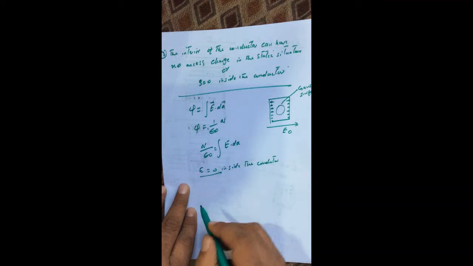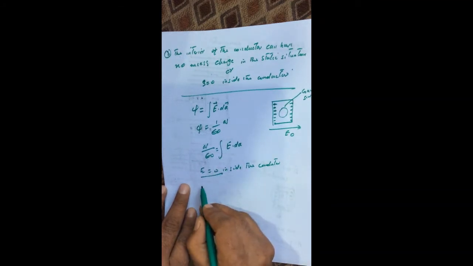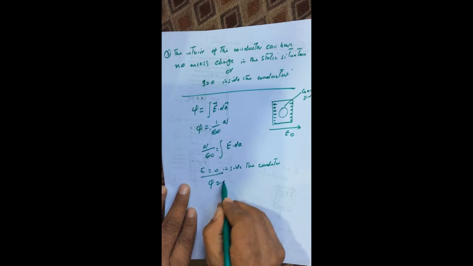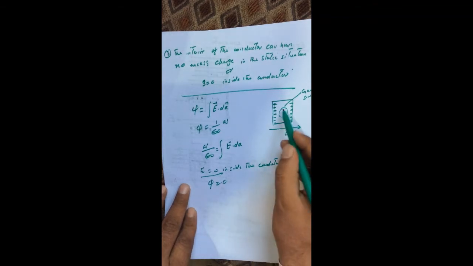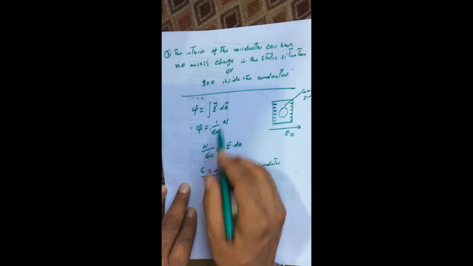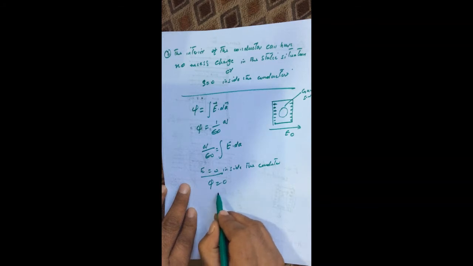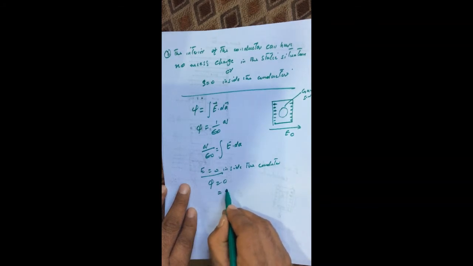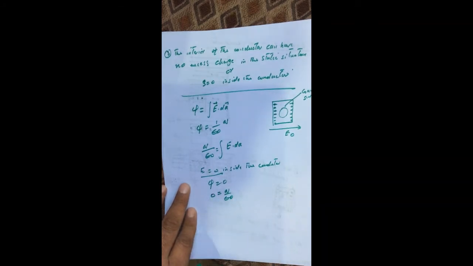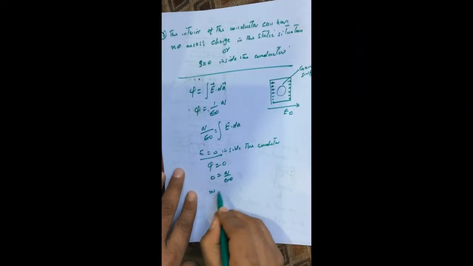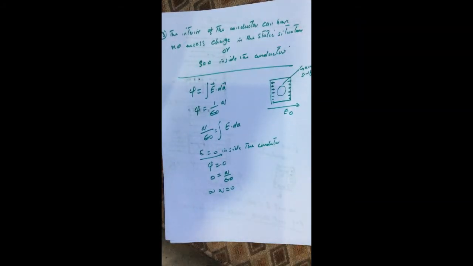Since E is equal to 0 inside the conductor, the flux through the Gaussian surface will be 0. If flux is 0, then we know that flux is basically Q over epsilon naught, so this will be equal to 0. So this implies that Q is equal to 0. This shows that there is no excess charge in the interior of the conductor.